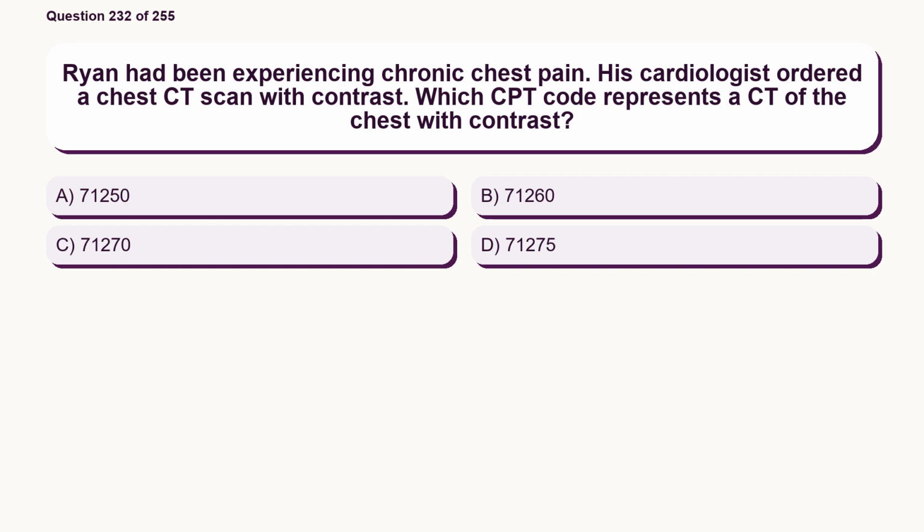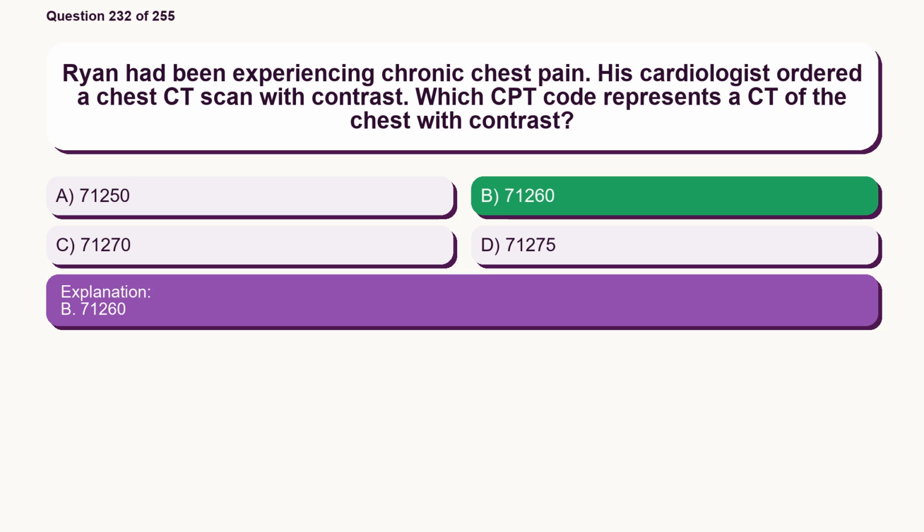Question 232. Ryan had been experiencing chronic chest pain. His cardiologist ordered a chest CT scan with contrast. Which CPT code represents a CT of the chest with contrast? Option A 71,250, Option B 71,260, Option C 71,270, Option D 71,275. The correct answer is Option B, 71,260.